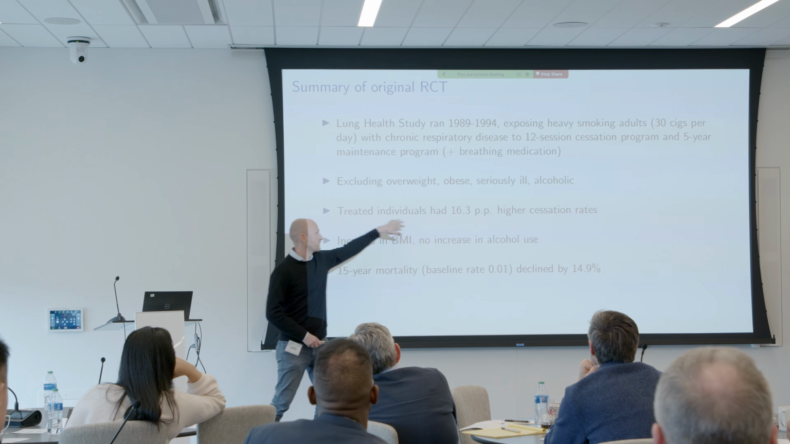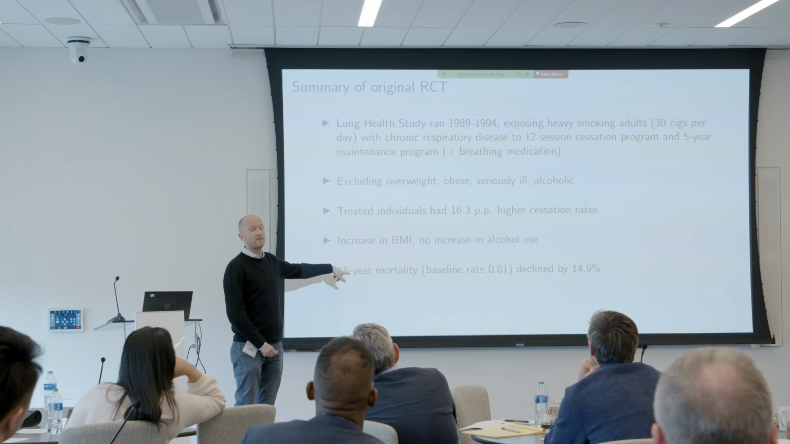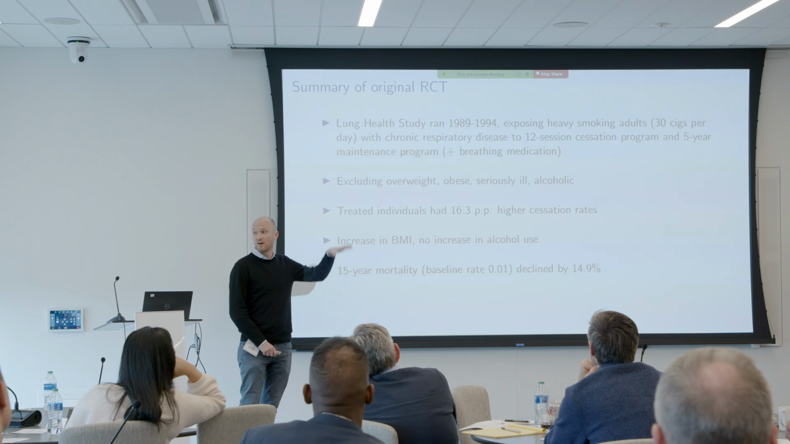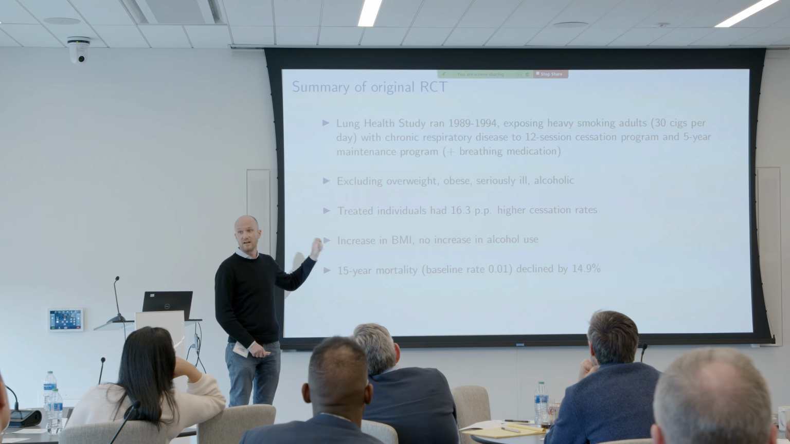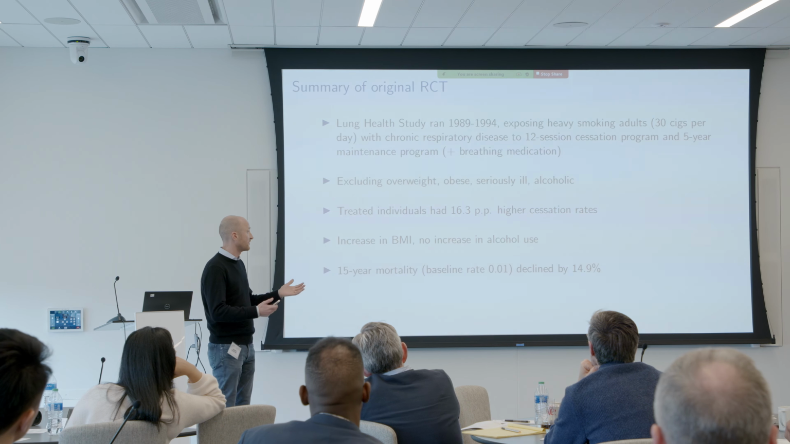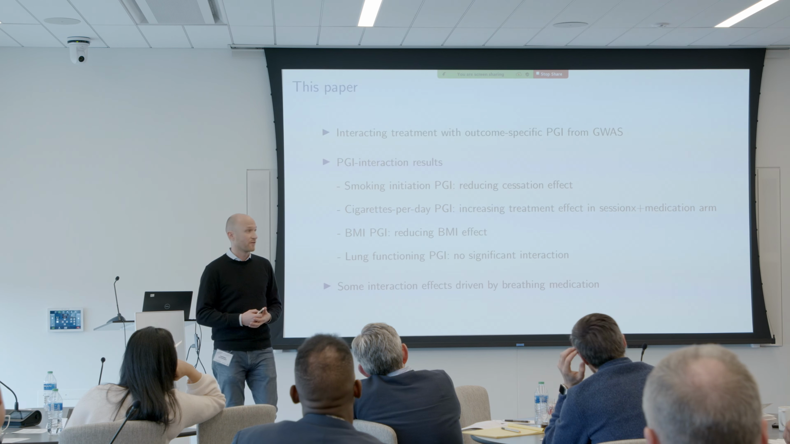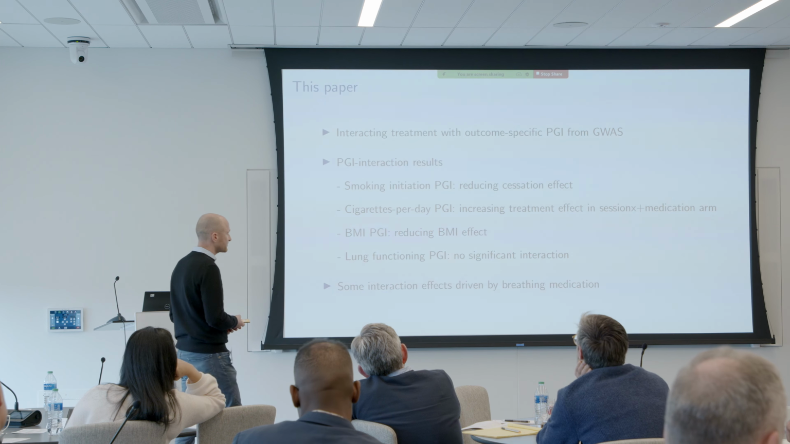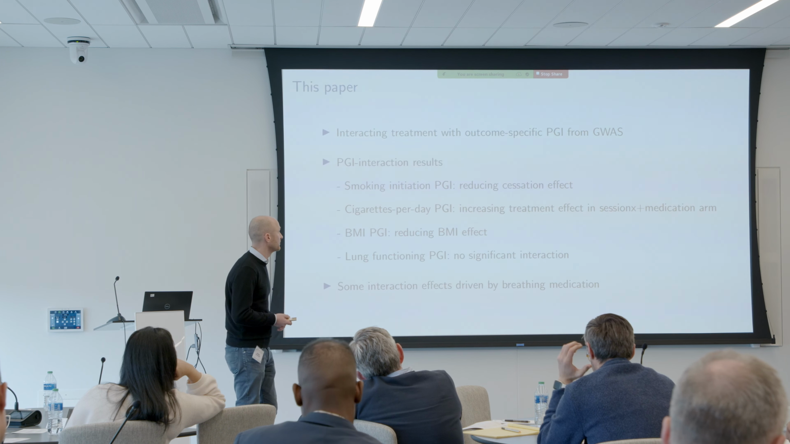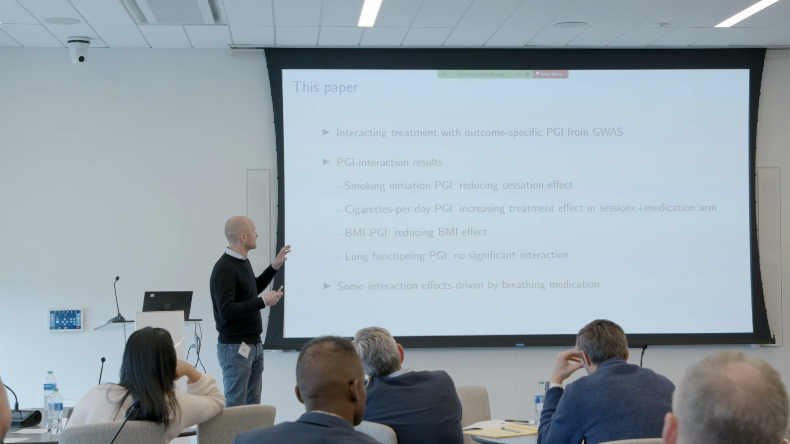If we think about that, this is the complier group, right? You divide by the first stage. This shows that actually all the mortality came from not quitting. And you also see that people predominantly died of lung-related causes. So this literally saved people's lives for those who comply. It's a very impressive, life-saving RCT. Genotype data was collected for 73%. Now what the authors do is interact the treatment with a PGI that is specific to the different outcomes from GWAS, and get, I would say, a somewhat mixed bag of results.